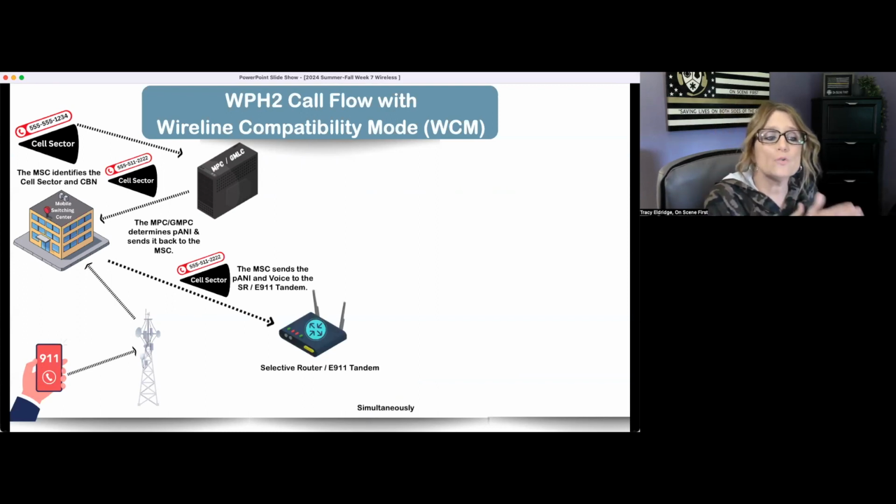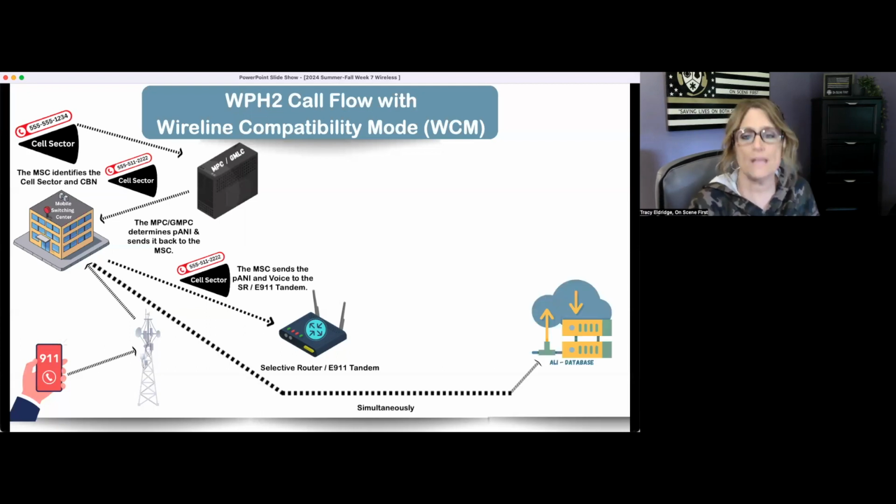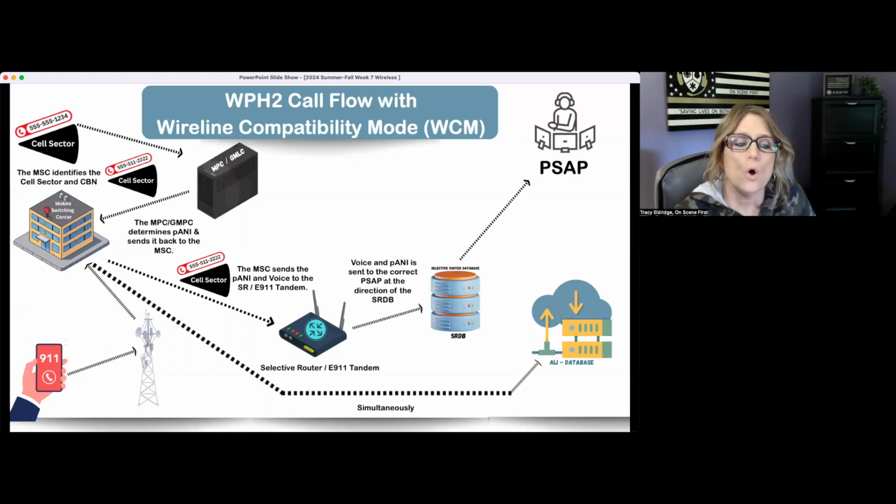The mobile switching center then sends the P-ANI and the voice to the selective router or the E911 tandem, whatever you want to call it. The selective router and E911 tandem can be termed interchangeably, but simultaneously it's sending the information to the ALI database. Okay. Once the selective router determines which 911 center it's going to go to, the voice and the P-ANI are sent to the correct PSAP at the direction of the selective router database.